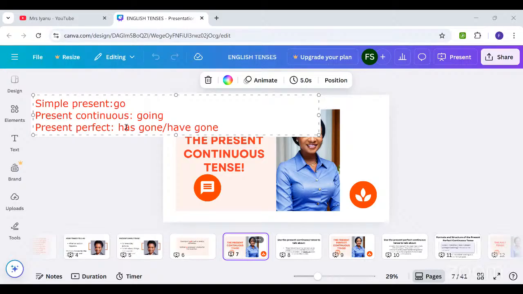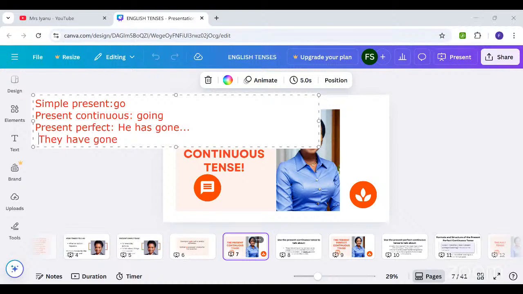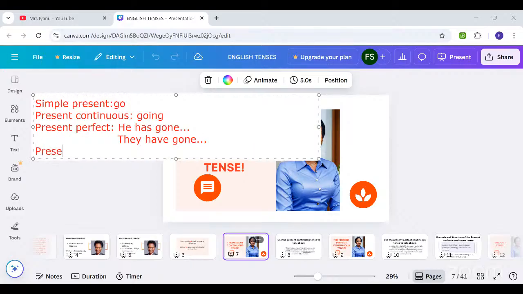We use has for singular. For example, he has gone. We use have for plural. For example, they have gone. So that's why we can have either has gone or have gone. It depends on who you're referring to. So has is singular. Have is plural. Now, the last type of present tense that we have is the present perfect continuous tense.